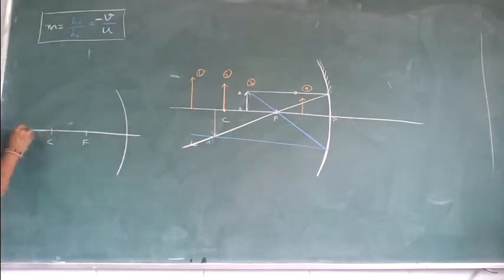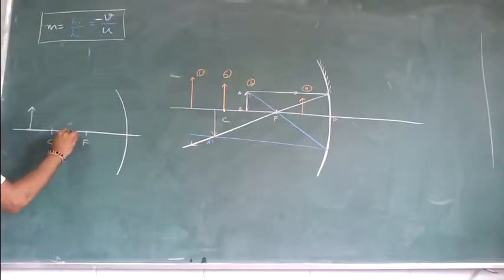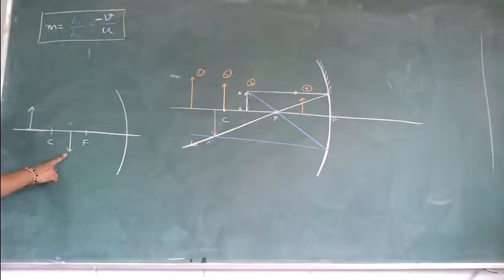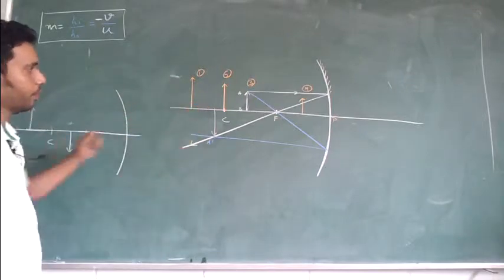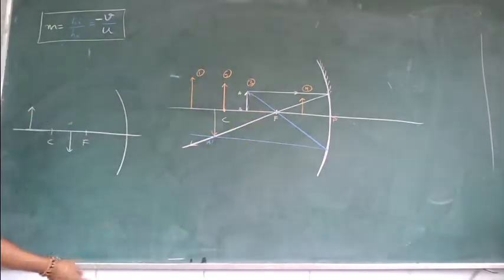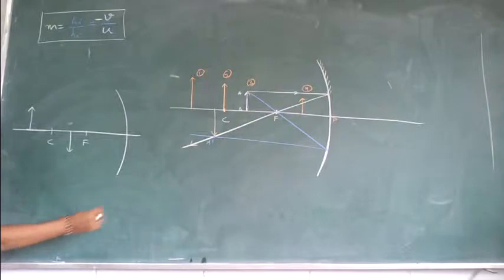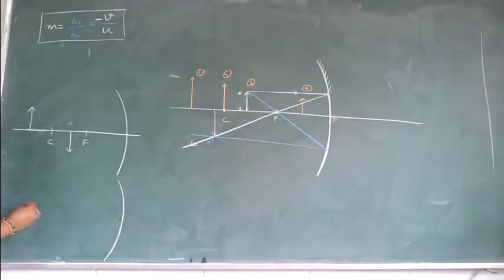CF, when your object was beyond C, further from C, where is the image formed? Are you seeing that your image is formed between C and F? Any doubt? Are you getting that? Okay, it's always like this, hence it is smaller. Real, inverted and smaller. The other one, which I have already drawn between C and F, you are getting where? Beyond C.